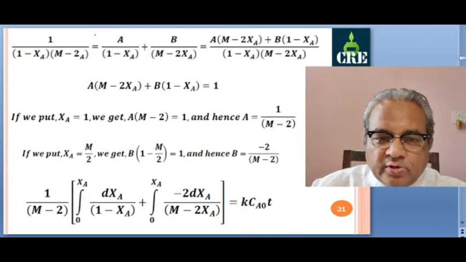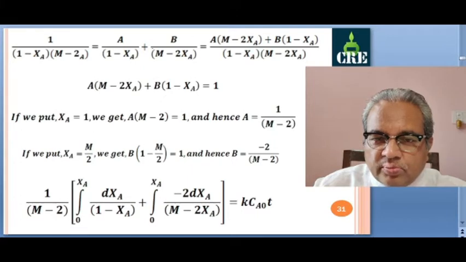For this we will split into partial fractions: 1 upon (1 minus XA) into (m minus 2XA) we can write as A by (1 minus XA) plus B by (m minus 2XA). So this is the LCM. We solve this: A into (m minus 2XA) plus B into (1 minus XA). The denominator is the same, so we can equate the numerators, that is A into (m minus 2XA) plus B into (1 minus XA) is equal to 1.